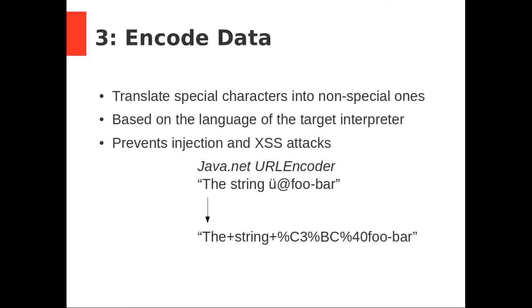Java has an encoder class that developers can take advantage of to encode URLs. It keeps all alphanumeric characters the same, as well as some symbols. It converts spaces into plus signs and then uses an encoding scheme to convert any other characters. This example shows the result of putting the given string through the encoder.